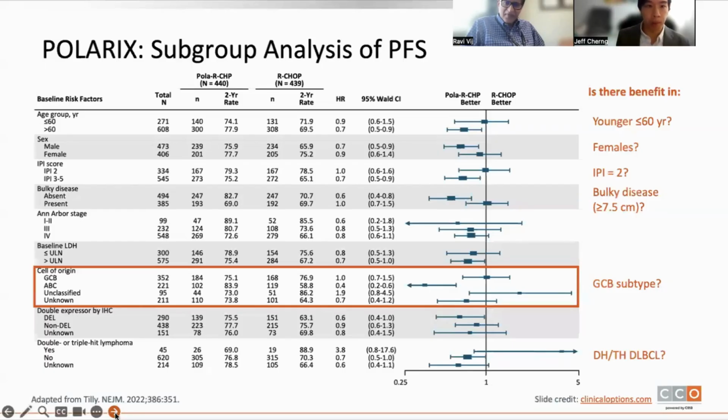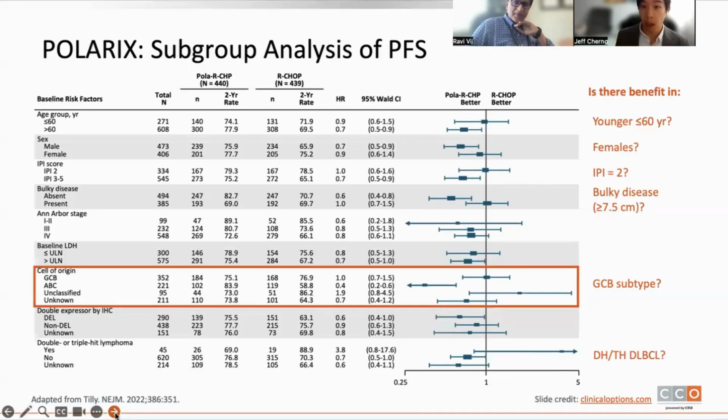CD79B is sort of an important part of the B cell receptor signaling pathway, which ABC subtype DLBCL is more addicted to than GCB subtype. And at least from some of the retrospective studies, there does seem to be a preferential signal for that subtype in those other trials as well. But again, this is sort of an unpowered, unplanned sort of subgroup analysis. So how much can we take away from here? I think we're going to need more real world data to know for sure.